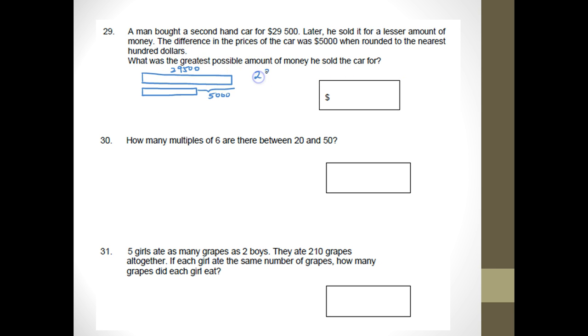So I take 29,500 minus 5,000, which is 24,500. Right? So I want to find the greatest possible amount of money he sold. So the greatest possible amount of money will be 24,549 when rounded off.